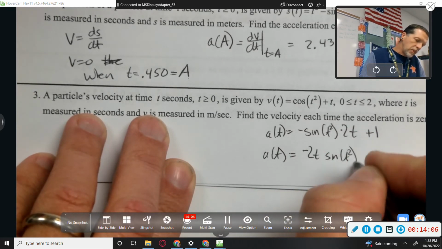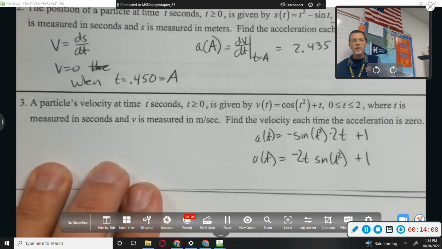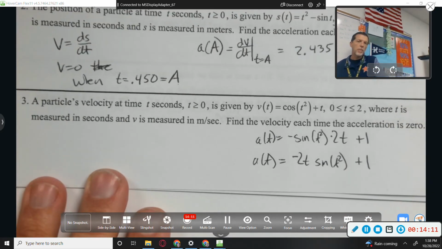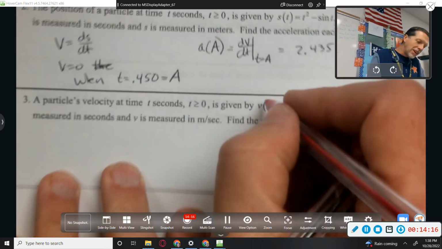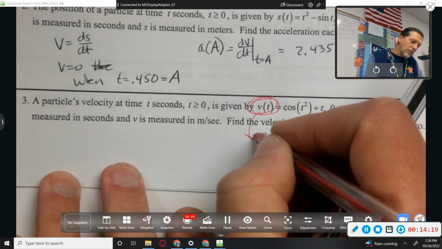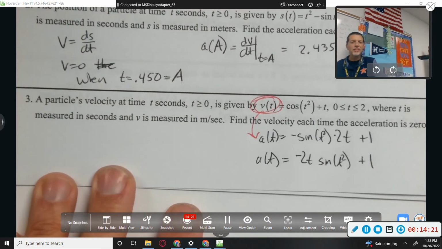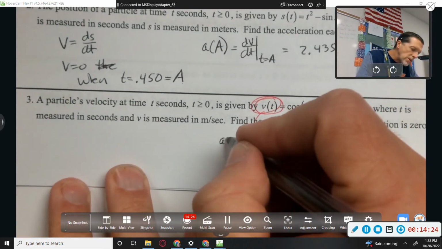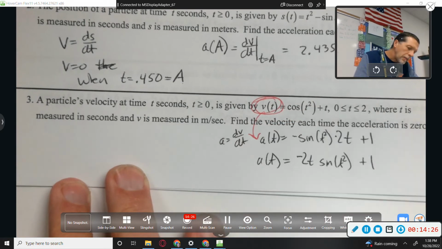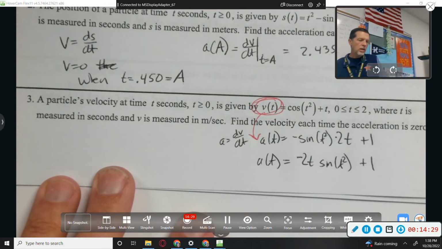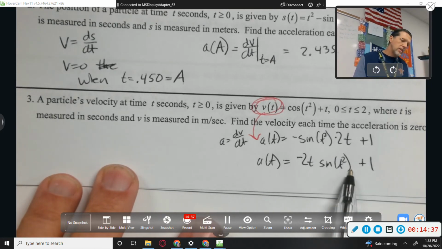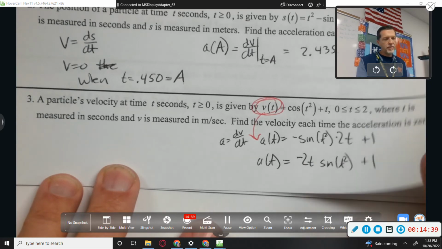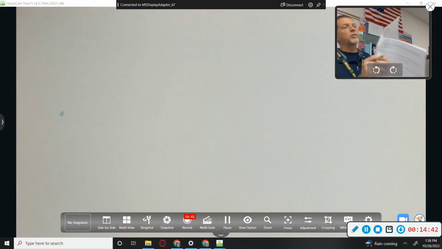If you're tired of typing all the stuff in the calculator, and if it's an easy derivative, it might be easier. Would the first one be v at t? Well, be careful. It gave me v, so the first derivative would be acceleration. Find velocity each time the acceleration is 0. Well, you'd still have to plug this into the calculator, find where it's 0, and then plug that back into v. I don't think that was too bad.